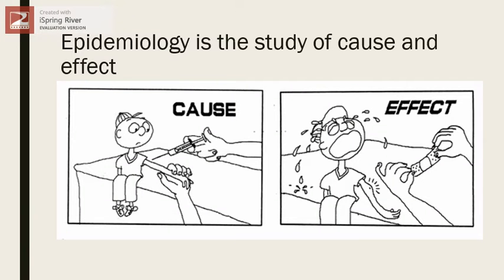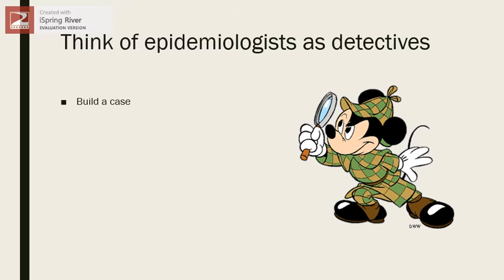So, epidemiology can really be boiled down to the study of cause and effect. We talked last week about comparison, allowing comparison of how an outcome changes based on a certain exposure. But in order to do that, you have to have the study of some cause and its effect on something else. And so here, of course, in this little cartoon example, the cause is the injection, the effect is the tears. Think of epidemiology as detective work, essentially.